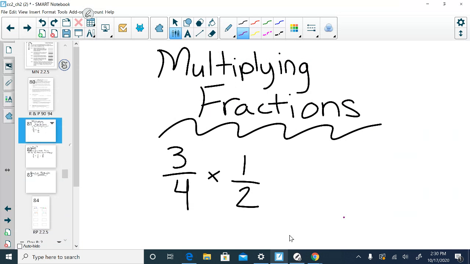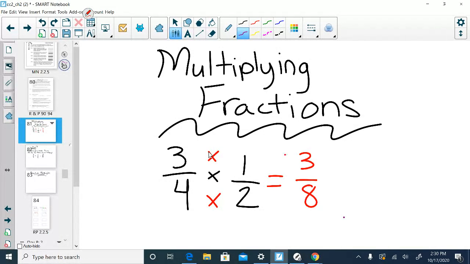All right, everyone, so we're going to take a look at multiplying fractions. We're going to multiply the fractions 3/4 times 1/2. And a lot of you are probably looking at this going, oh, this is easy. We just multiply across the top, we multiply across the bottom, and you would end up with 3/8.